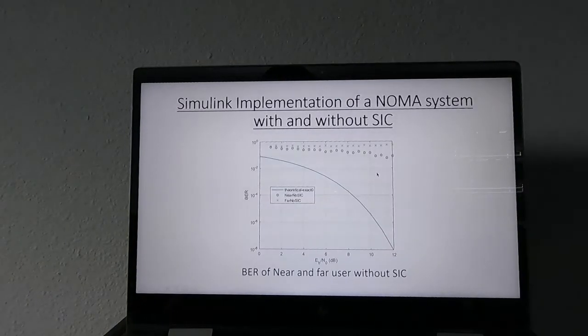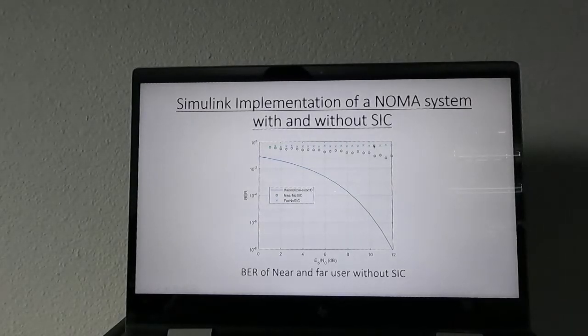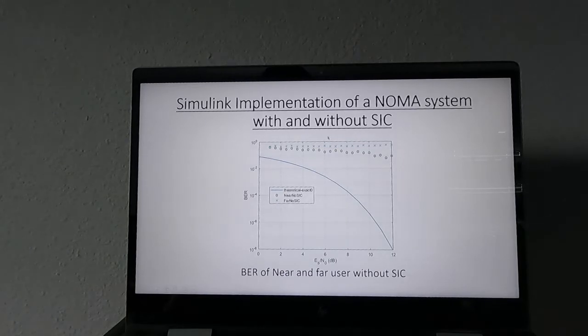it makes it easier to decode its own message. Now let's look at the result of a near and far user without SIC. Now you can see the far user without SIC has a worse bit rate than a near user with no SIC, and this is exactly what's expected.